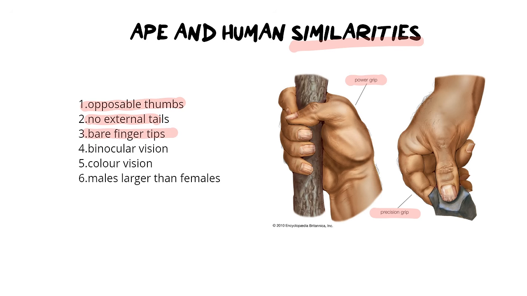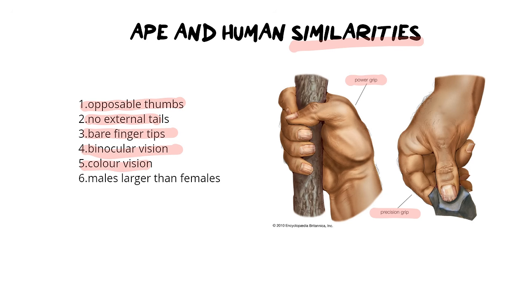We have bare fingertips, which means we don't have any claws. We have binocular vision, which means our eyes are placed in the front of our heads, and we don't have any blind spot in the center of our vision because our eyes are close enough together. In other words, they're not too far on either side of our heads.